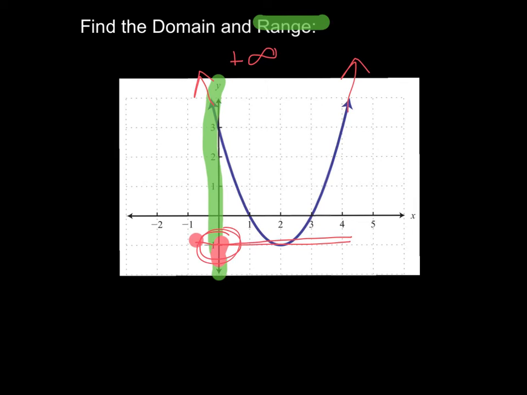And a lot of you would right away write all real numbers. But notice here at the bottom of the y, would it go to negative infinity? It's not. It stops at where? At -1. So how will we write our range then? It's just y must be greater than or equal to -1.